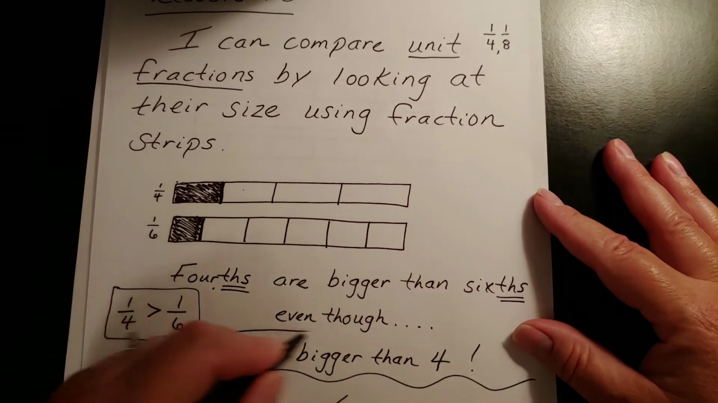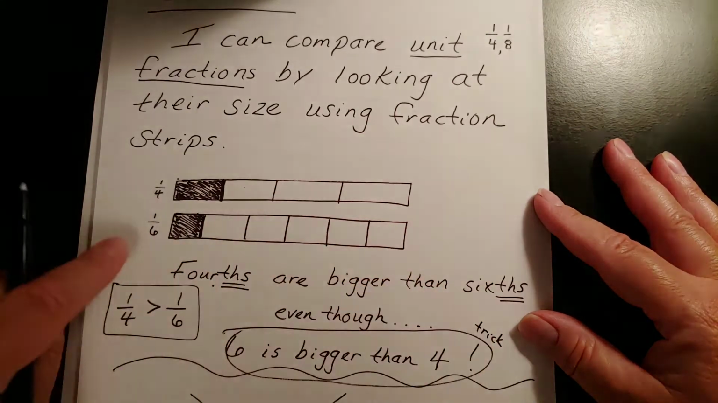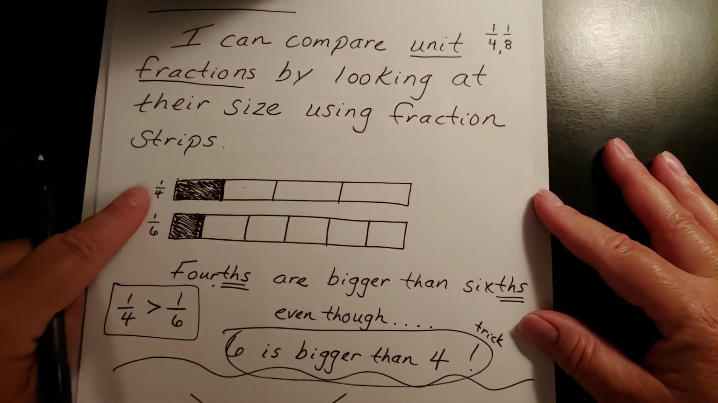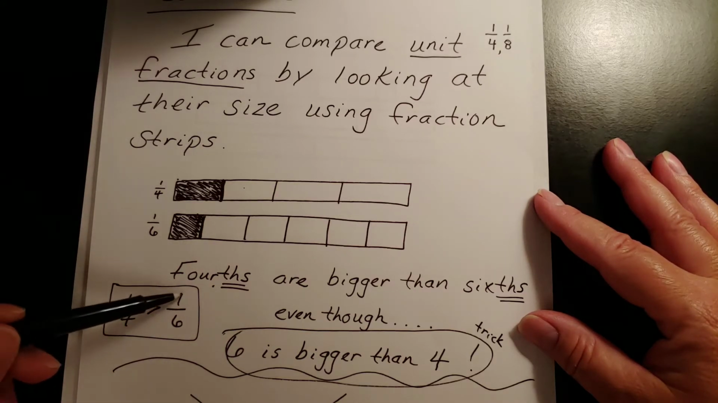And this is the trick, right? This is the trick in fractions, because kids are like, oh, Mrs. Brigatti, I know 1/6 is going to be bigger than 1/4 because 6 is bigger than 4. But we're not comparing two numbers, boys and girls. We are comparing fractions. So it changes everything, right? And it's a trick. So the way we would write this is we'd say 1/4 is greater than 1/6.